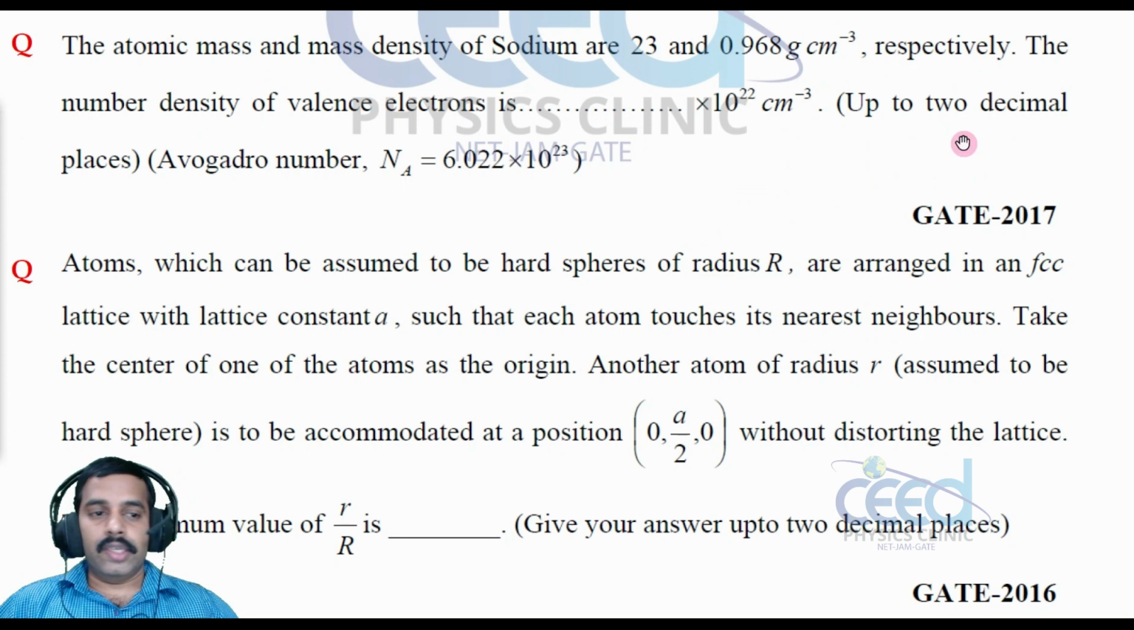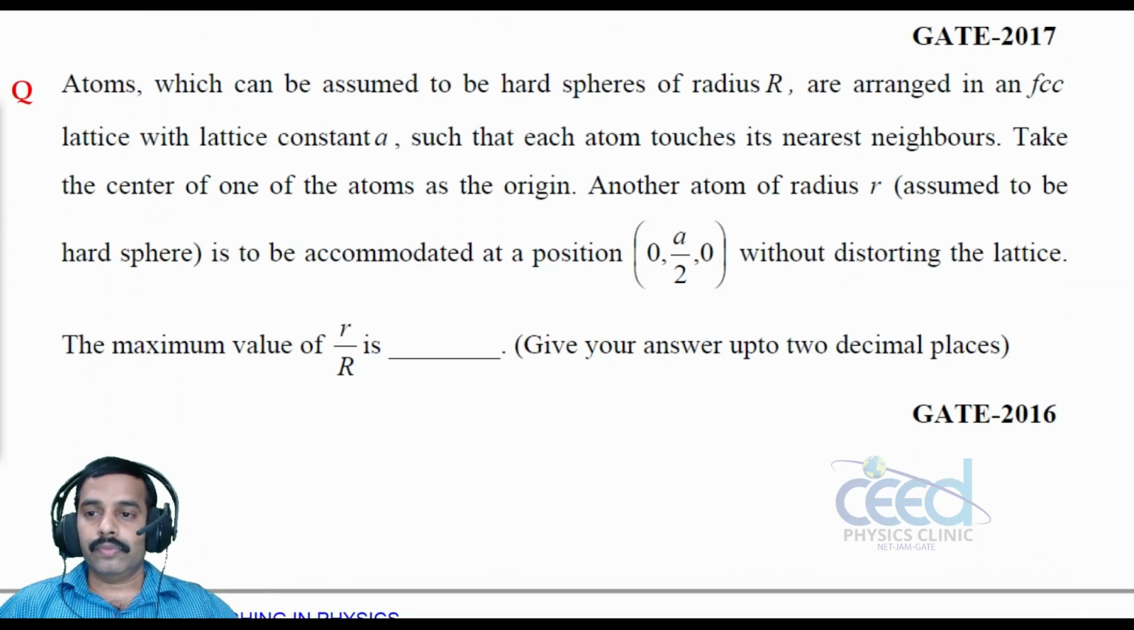Now we have another question here. Atoms which can be assumed to be hard spheres of radius capital R are arranged in an FCC lattice with lattice constant a, such that each atom touches its nearest neighbors. Take the center of one of the atoms as the origin. Another atom of radius small r, assumed to be a hard sphere, is to be accommodated at the position 0, a by 2, 0 without distorting the lattice. The maximum value of small r by capital R is.